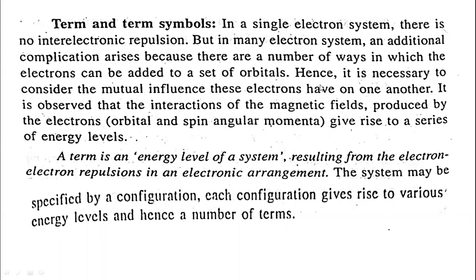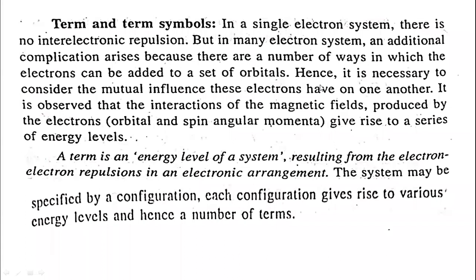As we have shown in the electronic configuration, that is limited to 1s, 2s, 2p. But when we consider a many electron system, there will be repulsion between the electrons. There will be interactions of the magnetic fields. Therefore, it will produce a series of energy levels.